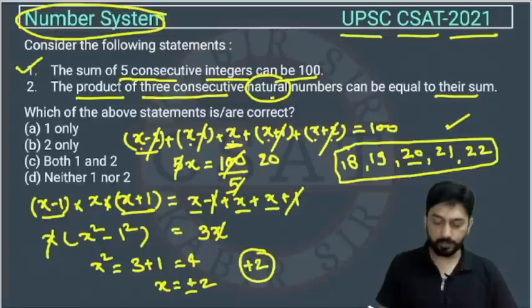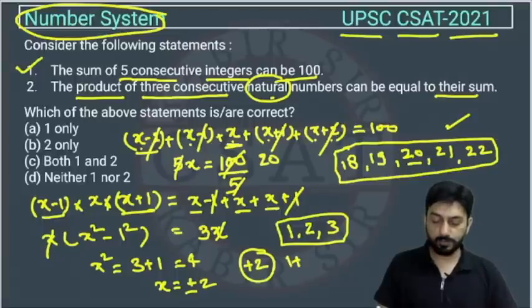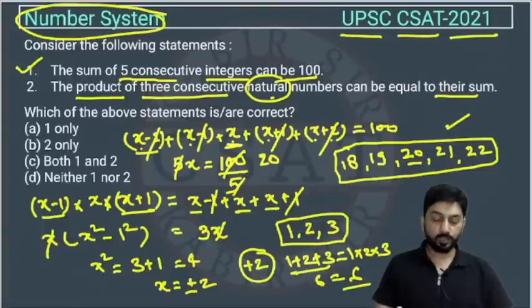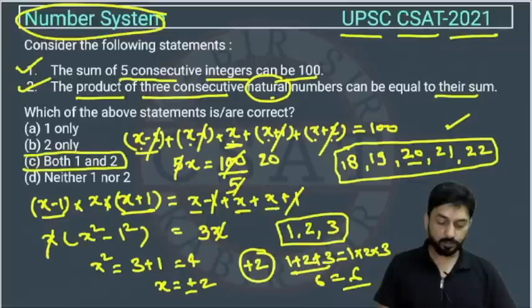So the numbers will be 2, 2 plus 1, 3, and 2 minus 1. So if you will check the sum of 1 to 3, 1 plus 2 plus 3 is equal to the multiplication of these numbers 1 into 2 into 3. So this is 6, this is also 6, right? So both statements are correct. So the answer is option C. Both first and second are correct.